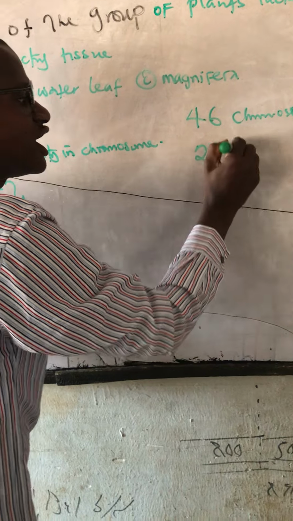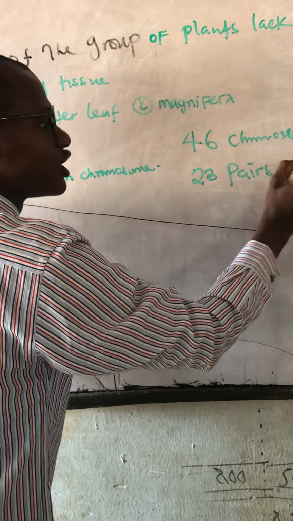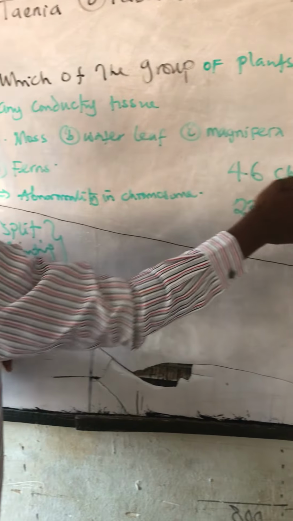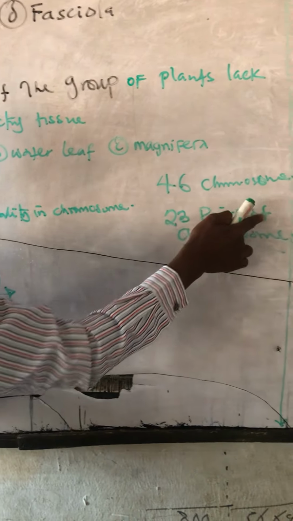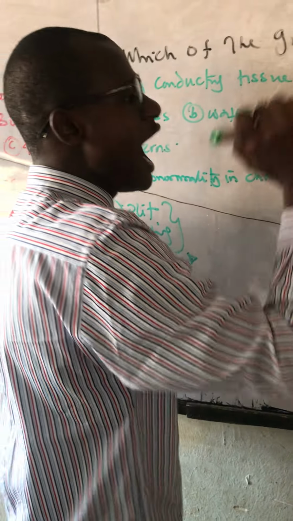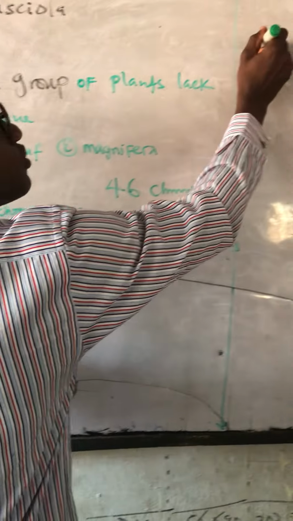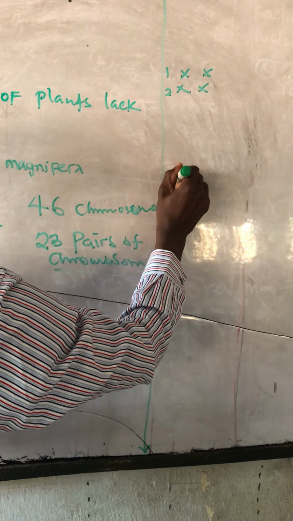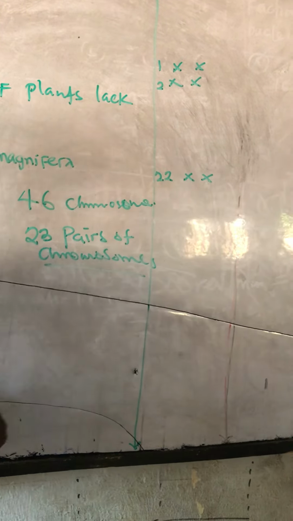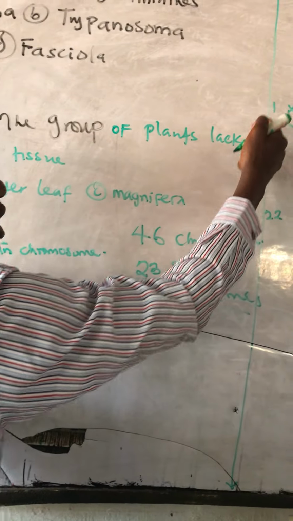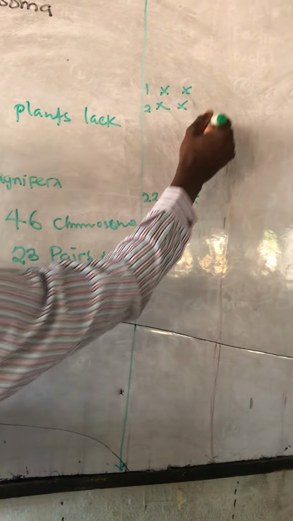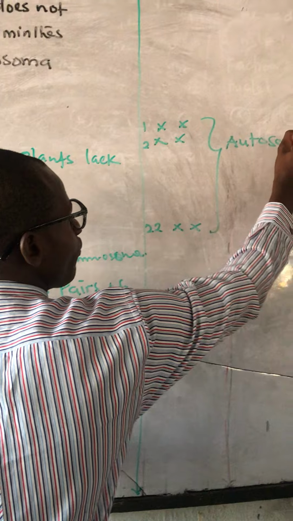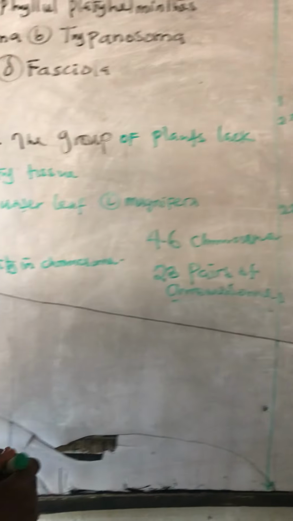We have 23 pairs of chromosomes. Please take note of these two: 46 chromosomes and 23 pairs of chromosomes. Now, how are these 46 chromosomes arranged? We are going to have XX from number 1 to number 22. From number 1 to number 22 pairing of the chromosome, that is what we refer to as the autosomes.